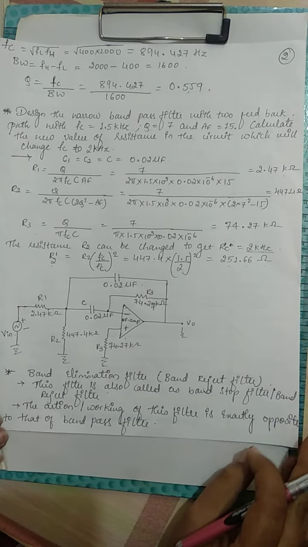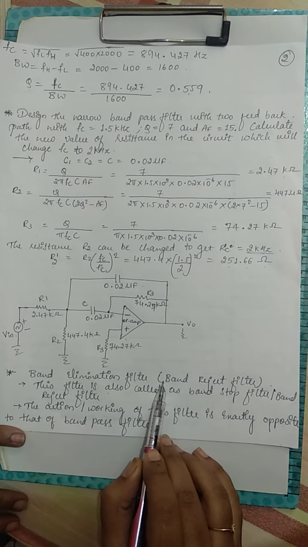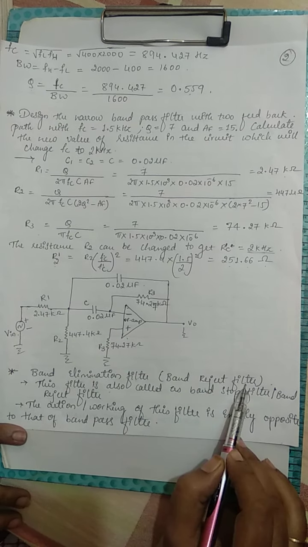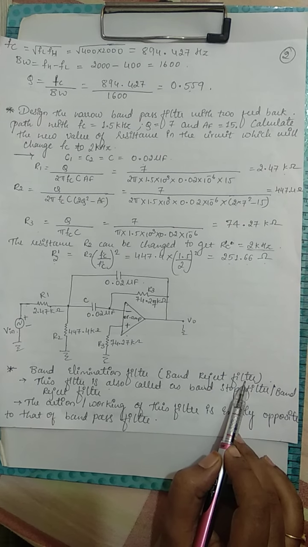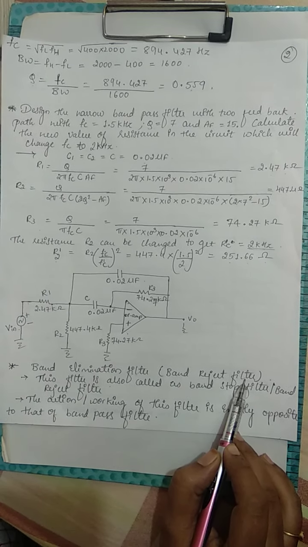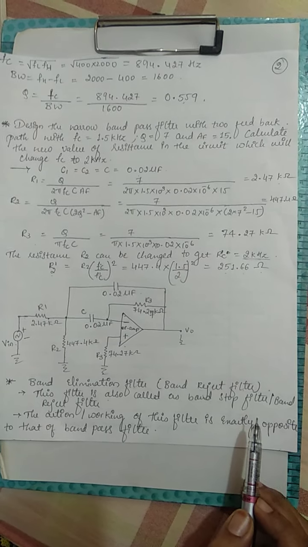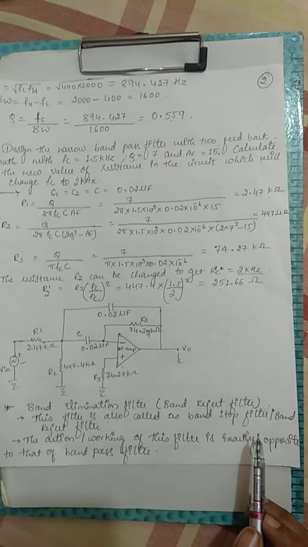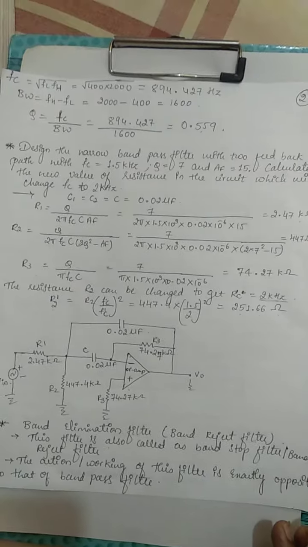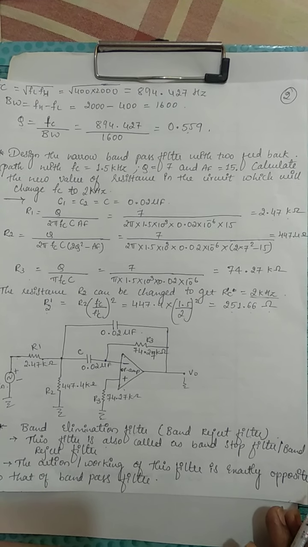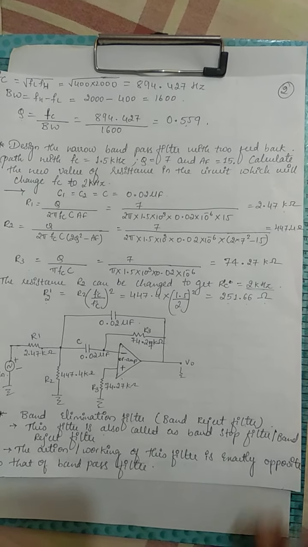Next comes the band elimination filter, or else we call it the band reject filter. Under this band reject filter, a certain band of frequency is eliminated, or you can say a certain band of frequency is attenuated in this case. So it is called the band reject filter.